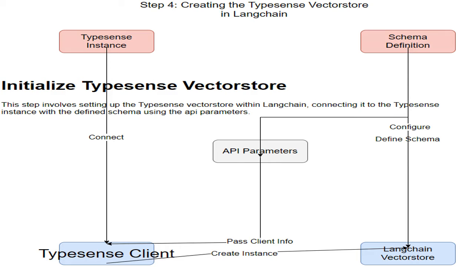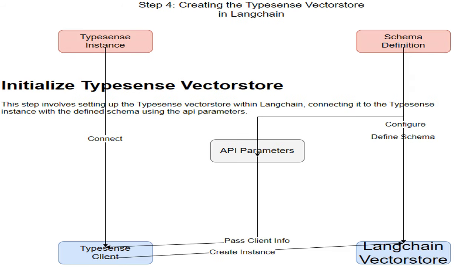The client object acts as the interface. It allows interaction with the Typesense instance. This object handles the underlying communication, such as sending requests and receiving responses. Think of it like a key to your Typesense kingdom. A vector store is a specialized database. It stores and retrieves vector embeddings efficiently. The primary function is to perform similarity searches.